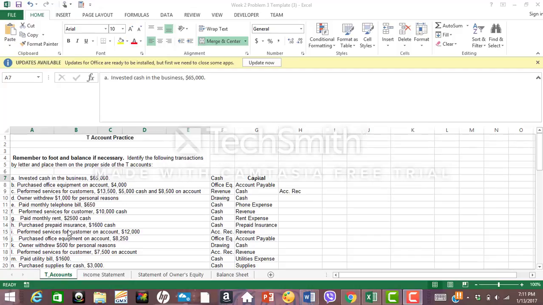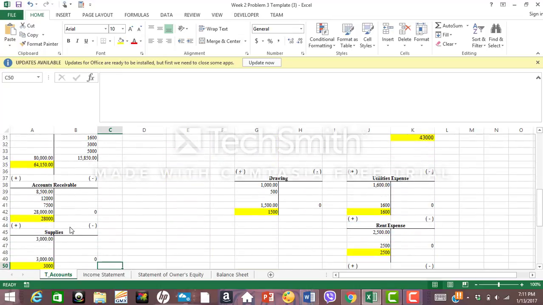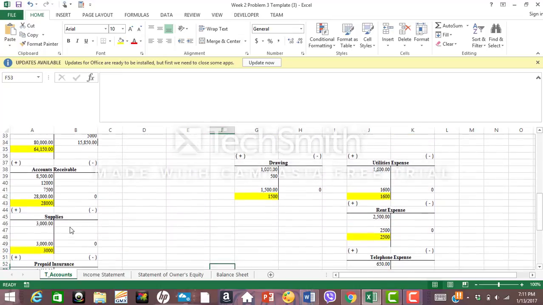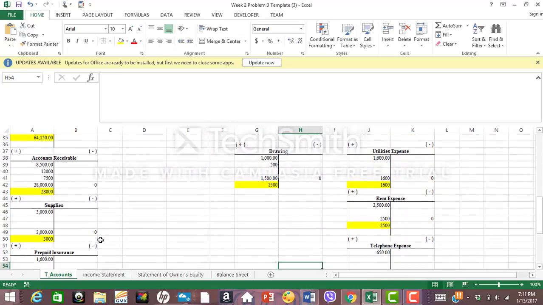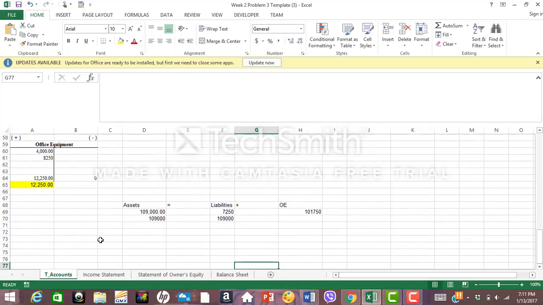This is week two, problem three, part two. We have the balances on each of these accounts or sub accounts, and we have the total of our assets and our liabilities plus owner's equity. Now we're going to start with the income statement.